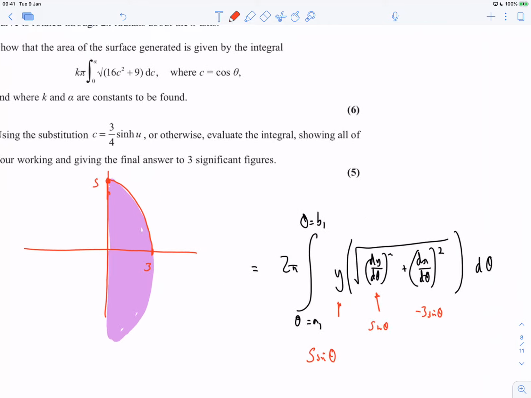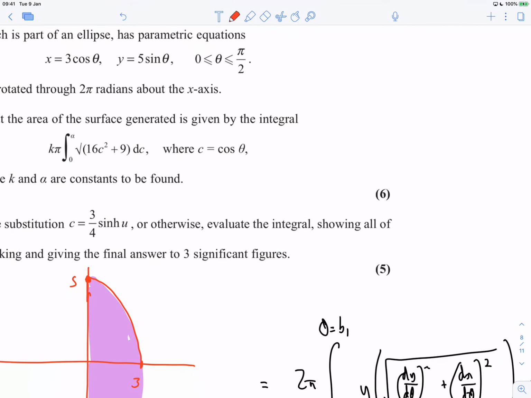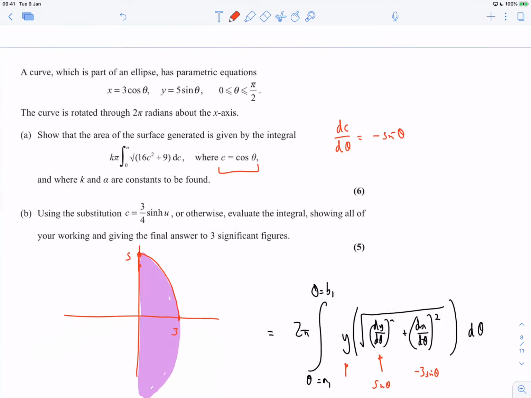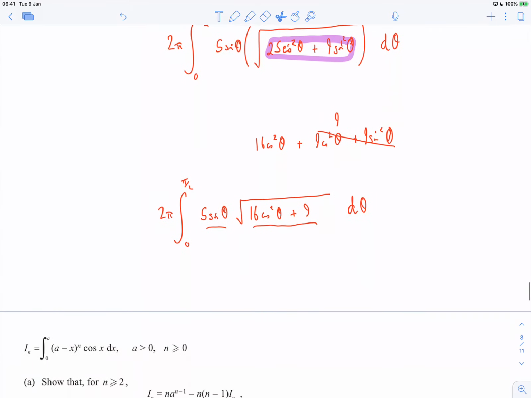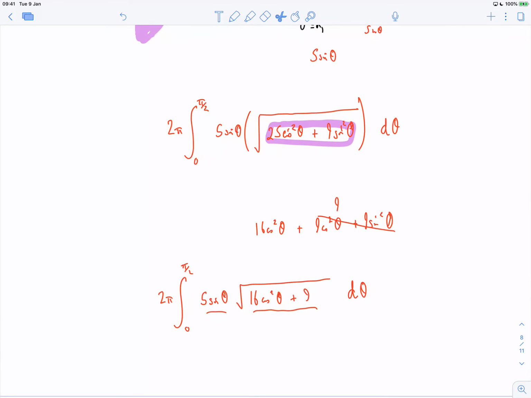I think they want me to do a substitution. Okay, so if c does equal cosine theta, I thought that was just shorthand. Okay, interesting. Then dc by d theta, well, cosine differentiates to minus sine theta, doesn't it? So that means, oh yeah, I should have noticed because this has got a dc at the end. Yeah, it's definitely a substitution. So you've got that.